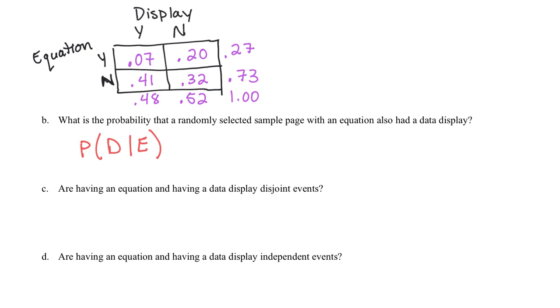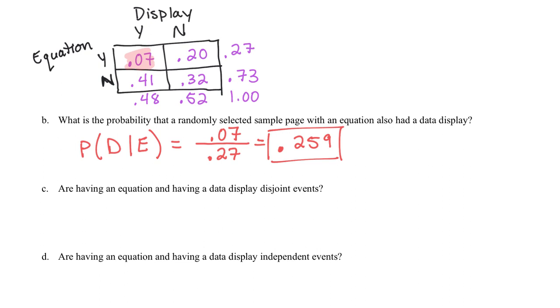Those conditionals sometimes are tricky to find. We're going to find the probability that it has both a data display and an equation. That's going to be our 0.07. And then the probability that it has an equation is 0.27. And that is 0.259. Since it didn't ask for a percent, I'm not going to give one.